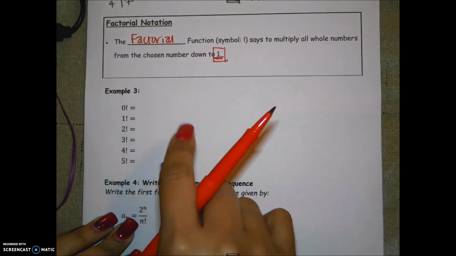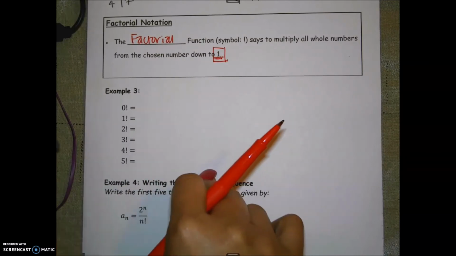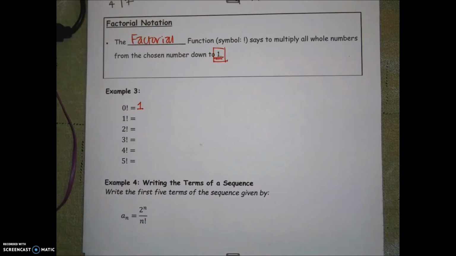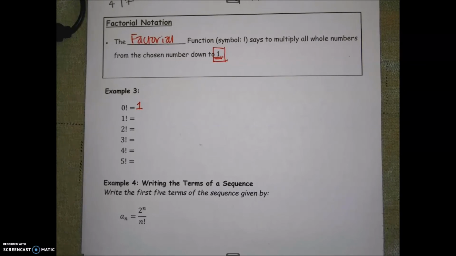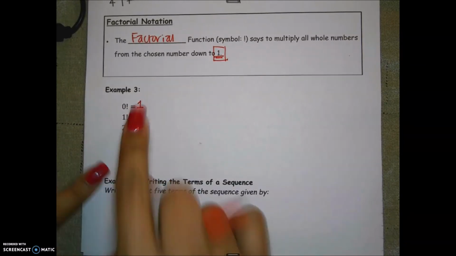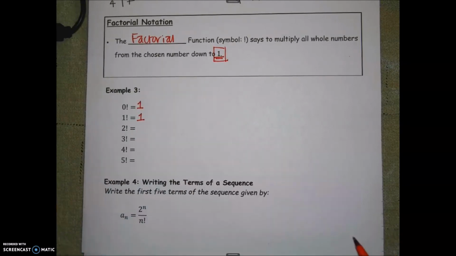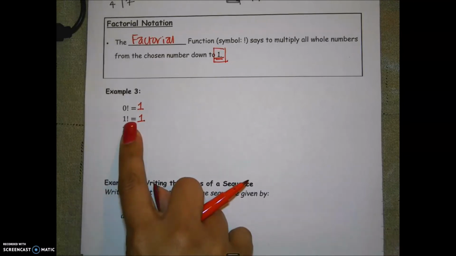That means that 0 factorial, since I can't be 0, must be 1. 0 factorial is equal to 1. That is a standard thing I need to know. You're never going to see 0 as an answer. Okay, 0 factorial is 1. 1 factorial is also 1, because if I'm starting with the chosen number and making my way down, the only number there is 1.